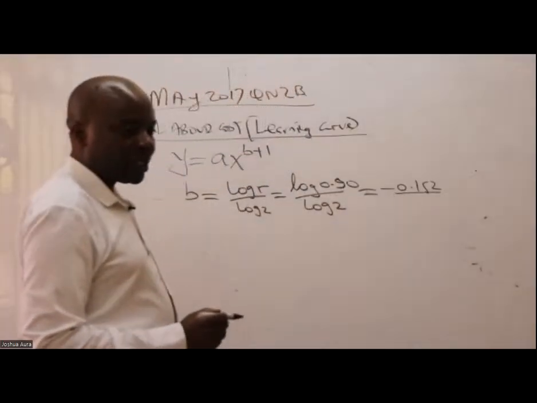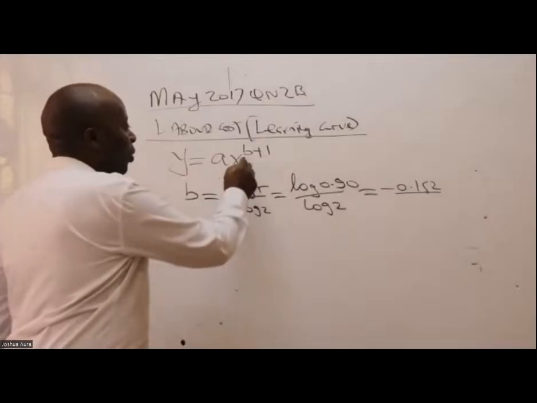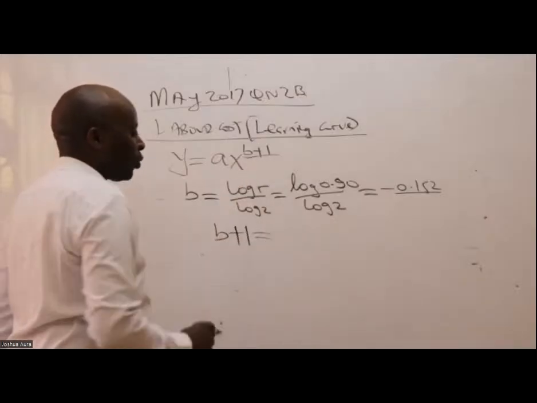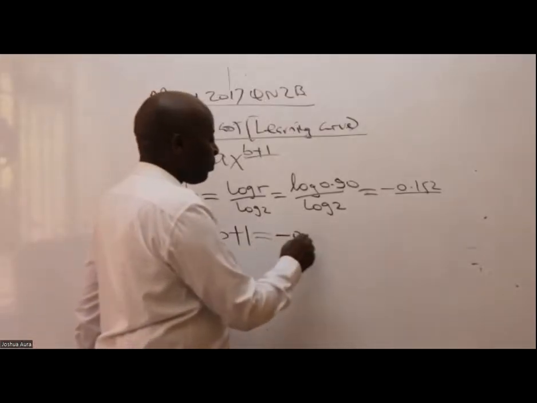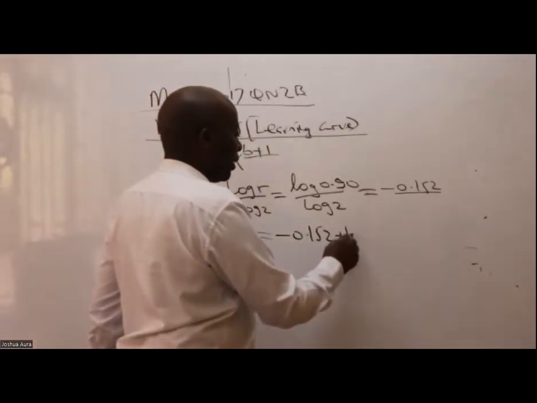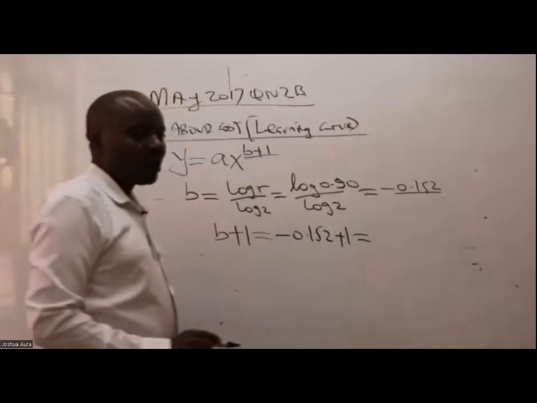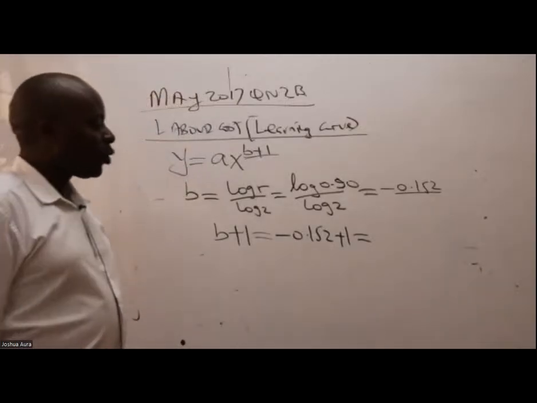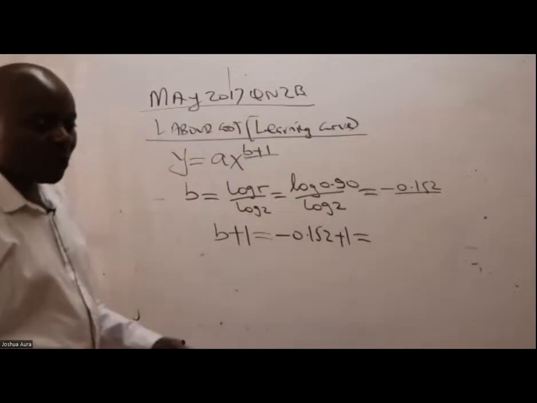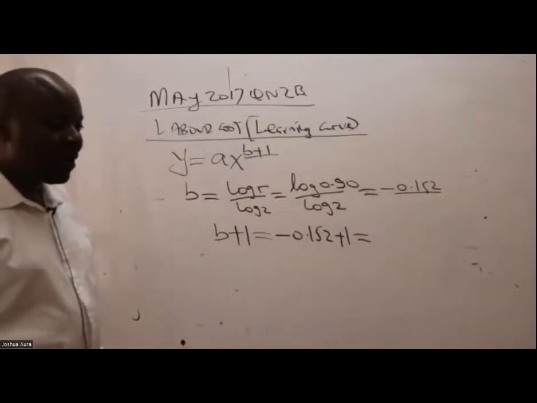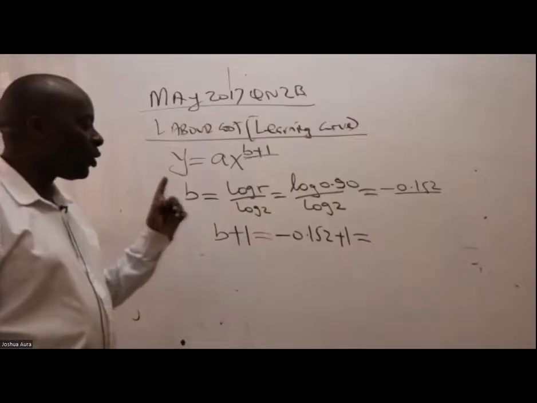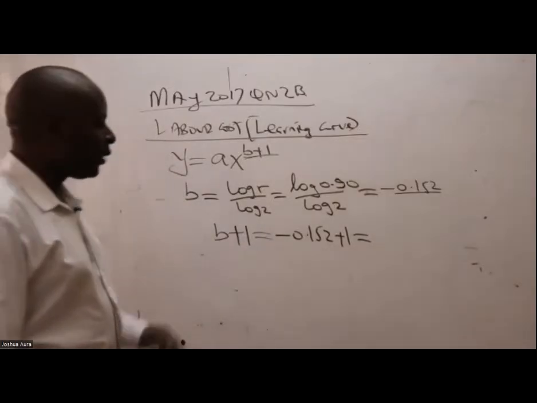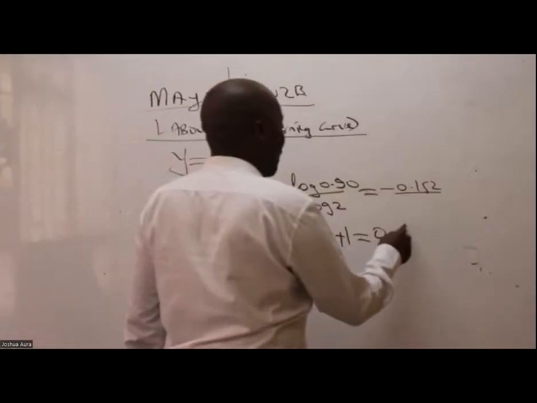So the moment I get that, I know the power here tells me to come and add 1 to b. So it will be minus 0.152 plus 1, which will be equal to 0.848. Please remember, if we are rounding off to 3 decimal places, it has to be consistently 3 decimal places. So it is 0.848.